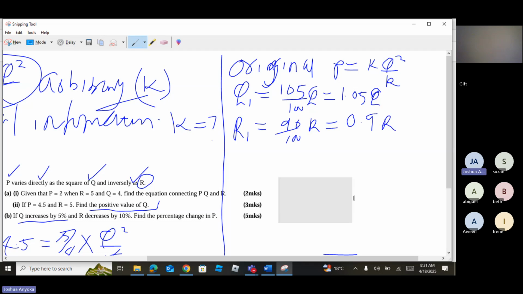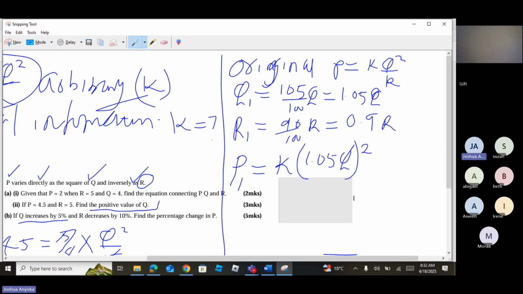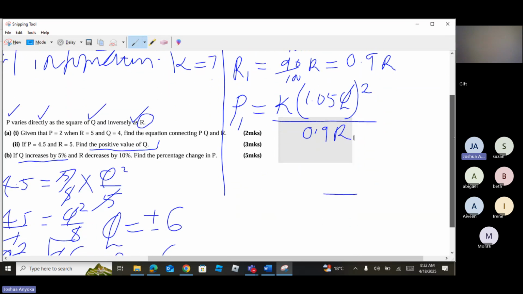So you introduce the changes in the two variables. Now what will P be after the change, the new P? It will be equal to K into the new Q, 1.05 Q, but now this is squared, over the new R, 0.9 R. This one calls for evaluation. Let us now evaluate and see how it will behave.